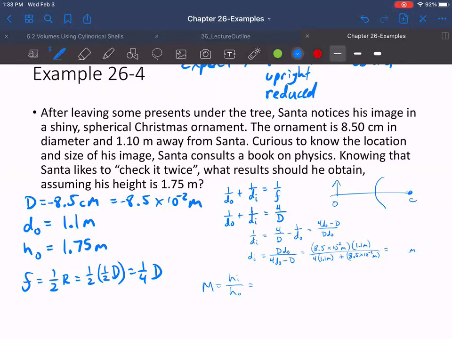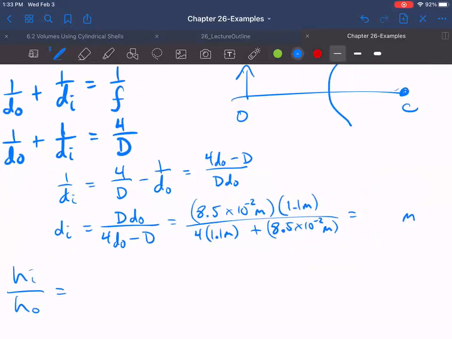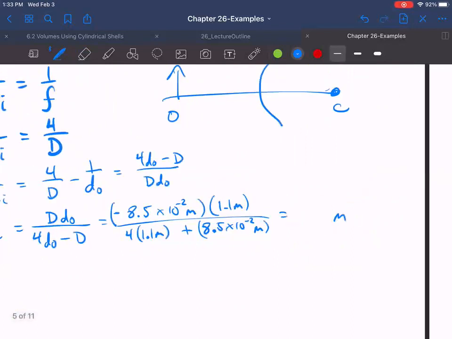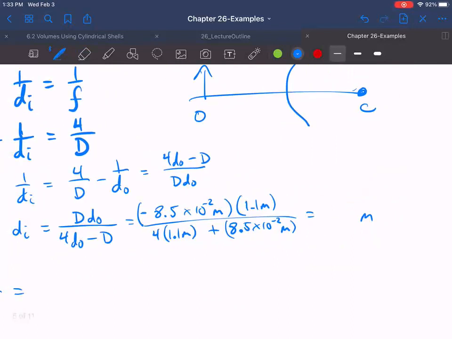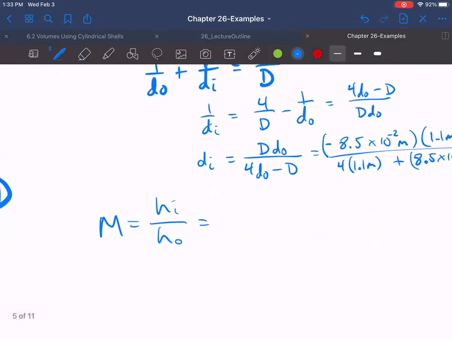So what does that turn out to be then? Change that to a plus, make this negative. Still not that different, but there you go. Okay. Negative 0.021 meters. There we go. And so then this is negative DI over DO, which wouldn't have matched had we left it that way. And so we're trying to find the image height. So height of the image is negative DI over DO times HO.